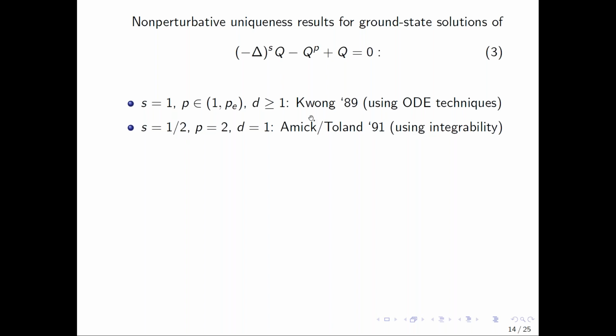you have integrability. Actually, this equation comes up as the equation for solitary wave solutions of the Benjamin-Ono equation, which is a completely integrable equation. And they used a lot of special properties of the equation in that case. And these two results are it. There was nothing else that had been proved yet, non-perturbative, about uniqueness results.